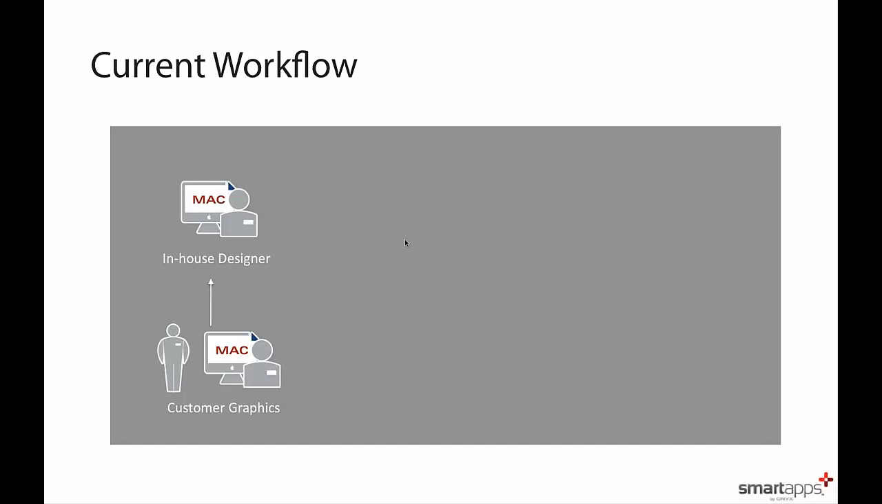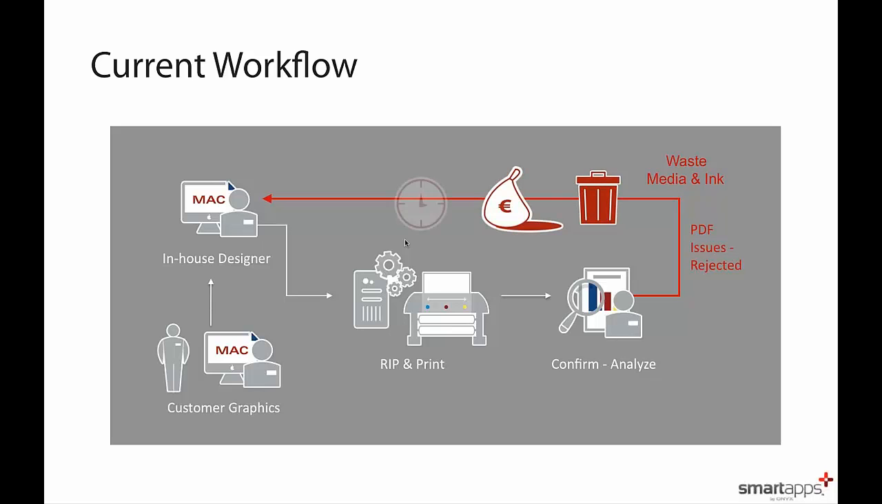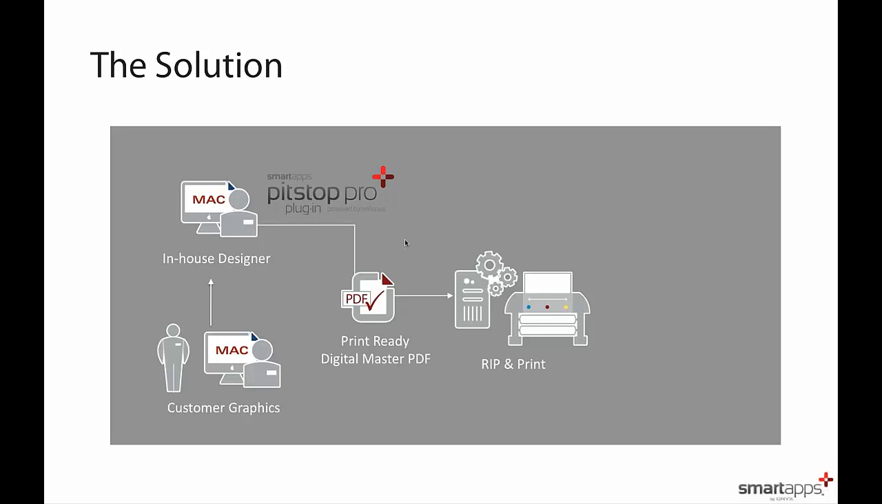Okay, so here's just an example of what might happen without a Pitstop Pro plugin. We get the customer graphic in, our in-house designer takes a look at it, we rip and print it, we go to confirm it, and let's say for some reason there's no rip error, there's no really visible error, but let's say a graphic dropped out because it was in a layer that it wasn't supposed to be on or something like that. Or for whatever reason, the job is rejected. So if you're seeing a lot of that, you may want to consider something like the Pitstop Pro plugin to be able to make sure that those files are good before you rip and print them and just get them out the door.